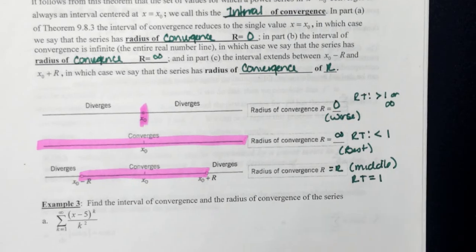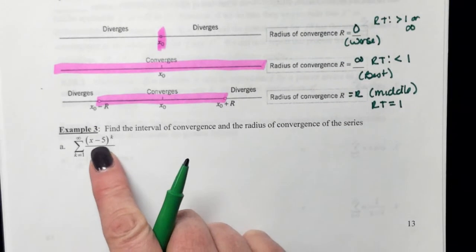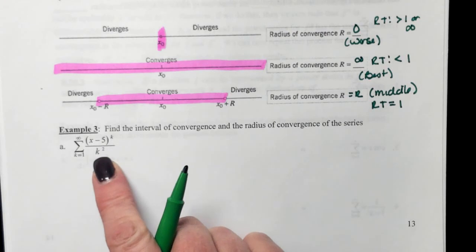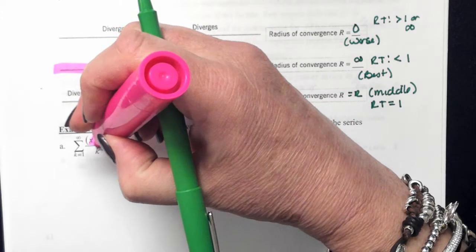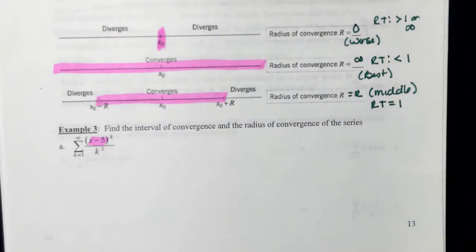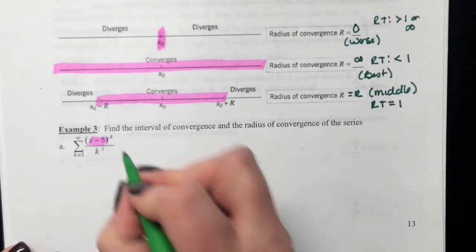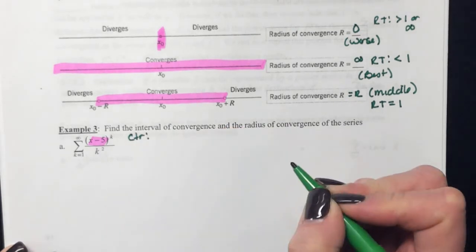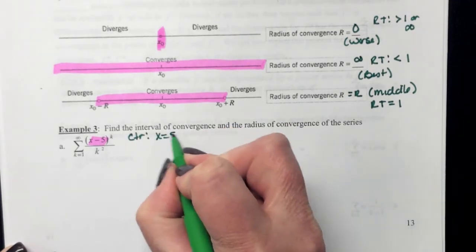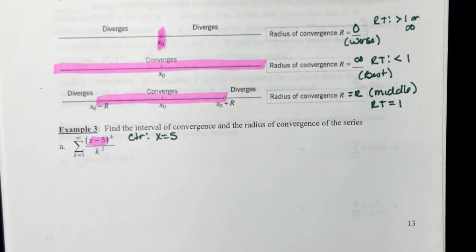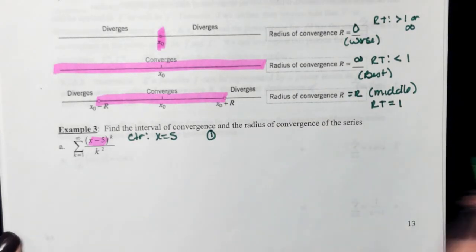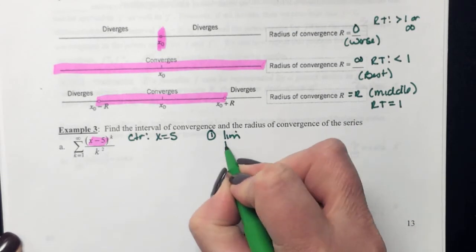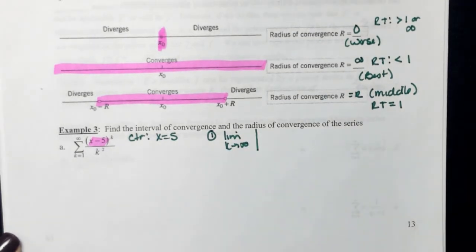So when you take a look at this example, you have x minus 5 raised to the k over k squared. Notice inside your parentheses you have a number added or subtracted to x. So right away, this is not a Maclaurin, but this is a Taylor. What's the center for this particular Taylor series? 5. So to find your radius of convergence, you're still going to perform your ratio test for absolute convergence.